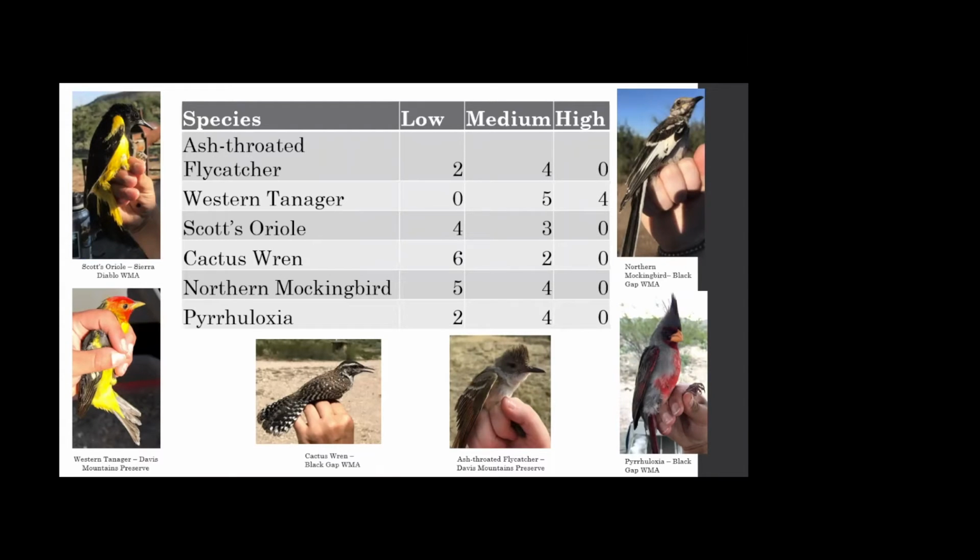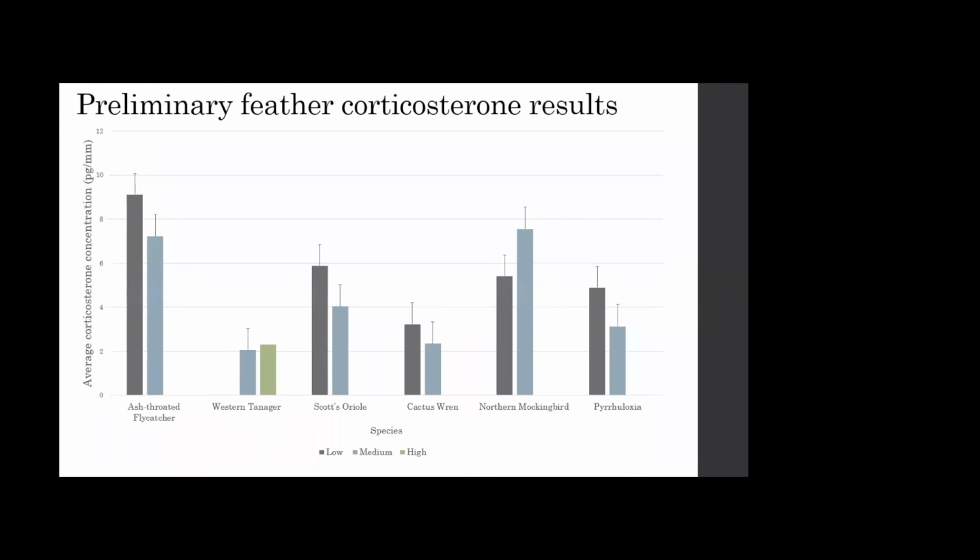Although the total number of individuals for this analysis is 45, we only compared individuals of the same species sampled at different elevations. This is preliminary data from feather corticosterone analysis. The x-axis represents different species that were caught at low, medium, and high elevations, and the y-axis represents the average corticosterone concentration in picograms per millimeter.